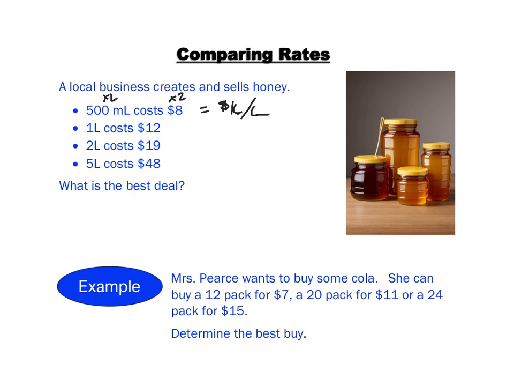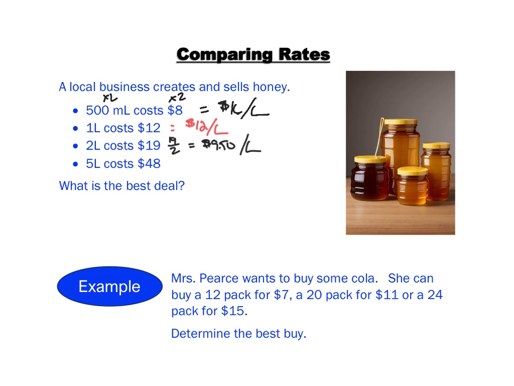Next up, a liter costs $12. So we already have the unit cost there. It's $12 per liter. 2 liters cost $19. So here, we're going to have to take 19 and divide it by 2. What's half of 19? $9.50 per liter. That's the unit cost.